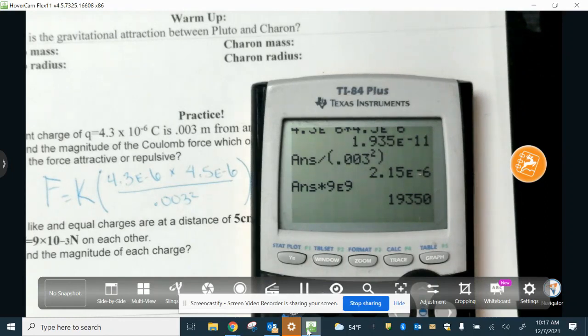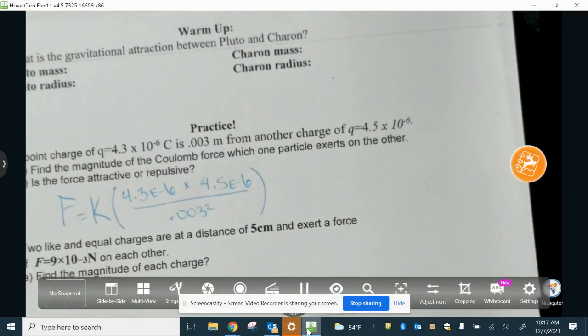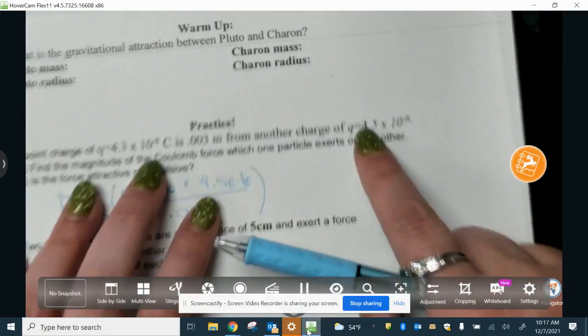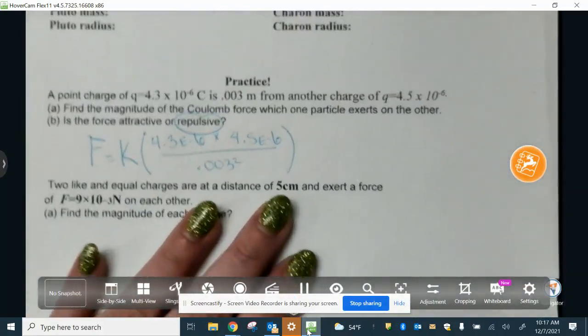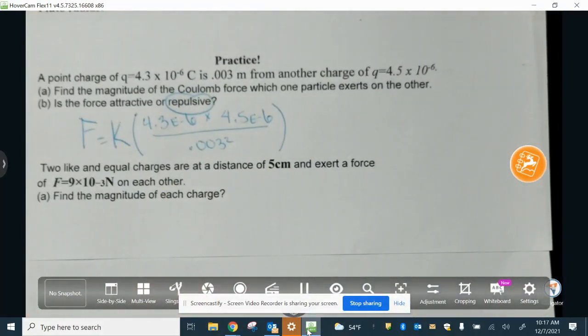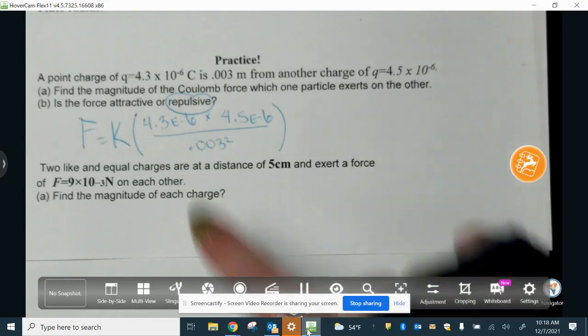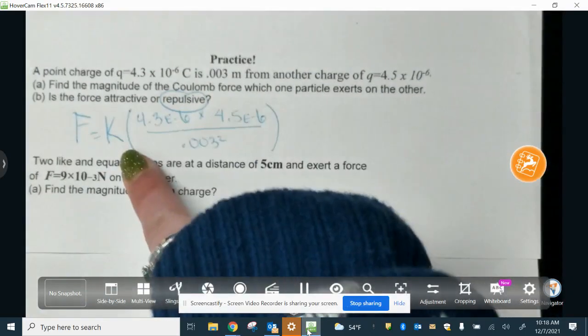Are y'all with me so far? A little bit. Then how do you know if it's attractive or repulsive? These are both positive numbers, so they're repulsive. If they're both positive, they don't attract, they repel. If they're positive and negative, they attract. Think of it as a magnet. I divided, and after that I multiplied it by K.